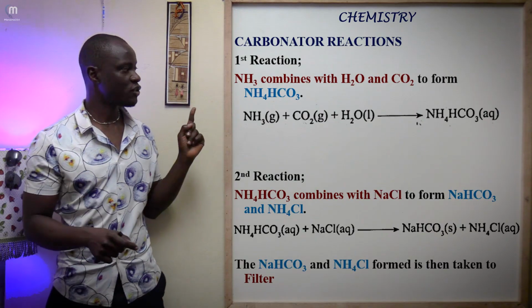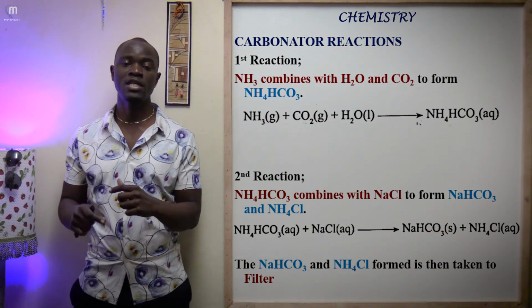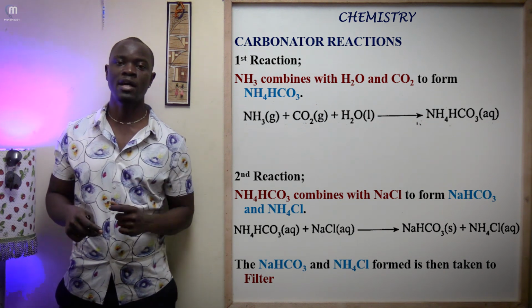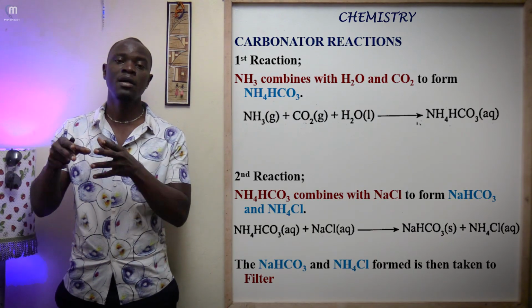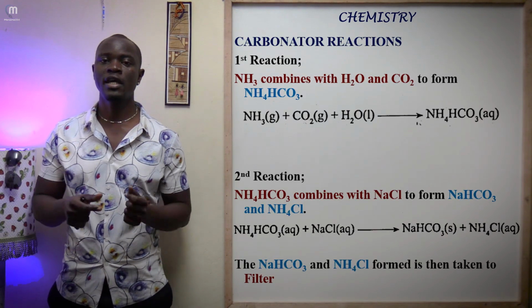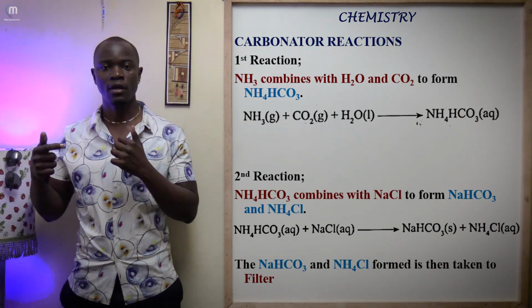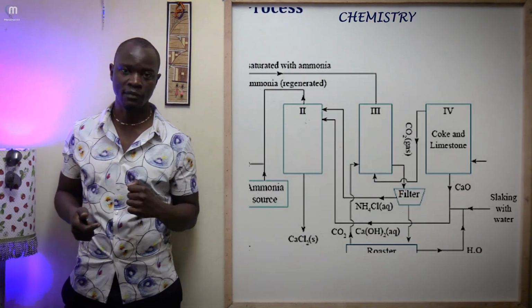Remember, in the first reaction we have ammonia reacting with carbon dioxide plus water to get ammonium hydrogen carbonate. Then in the second reaction in the carbonator, this ammonium hydrogen carbonate reacts with sodium chloride. If they react, we get sodium hydrogen carbonate and ammonium chloride. Those are the two main reactions that take place in the carbonator.